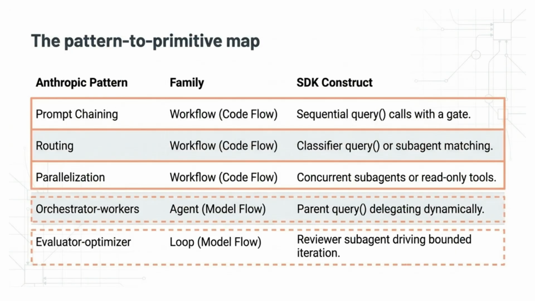Parallelization is a workflow built from concurrent subagents, namely sectioning for independent pieces and voting for confidence, or from read-only tools that fan out within a single turn. Orchestrator workers is the agent family, built from a parent query with the agent tool delegating to subagents it decides on at runtime. Evaluator Optimizer is a loop built from a reviewer subagent whose verdict drives a bounded iteration. The first three are workflows where you hold the flow. The last two hand it to the model.